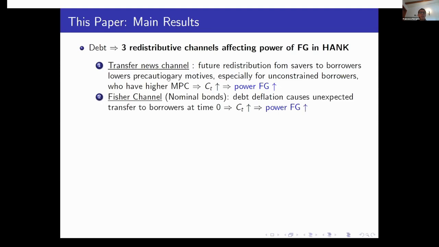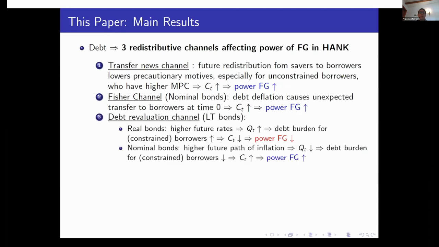Then there is the second channel, which is a standard Fisher channel, and applies when bonds are nominal. It comes from the fact that lower future interest rates cause inflation to jump on impact, and this creates an unexpected transfer to borrowers with high MPC, especially constrained ones. And so this pushes consumption up, and this channel also amplifies the power of forward guidance.